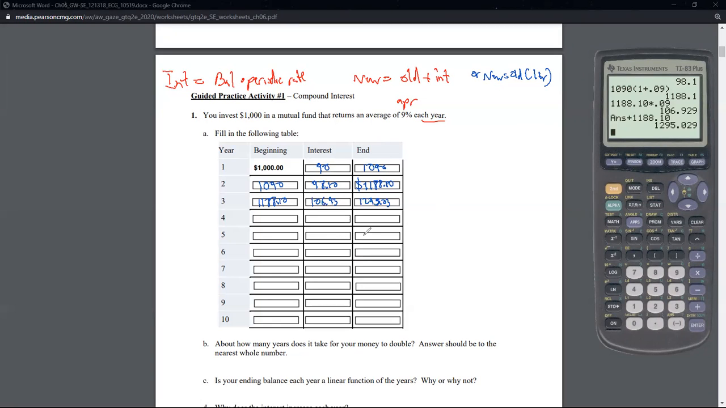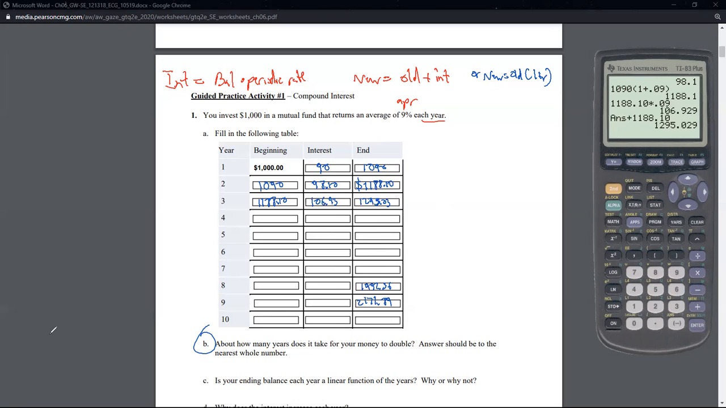All right, now if you keep going with this, I want to point out just a couple more answers. The ending balance for year 8 ends up being 1,992.56. The ending balance for year 9 is 2,171.89. And the only reason I'm doing that is because they ask about how many years does it take to double your money?